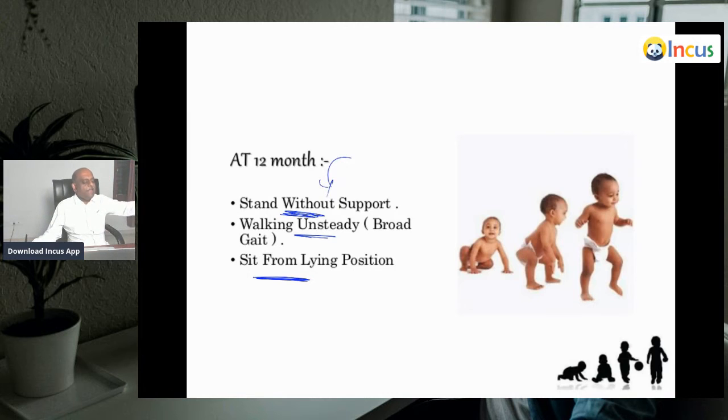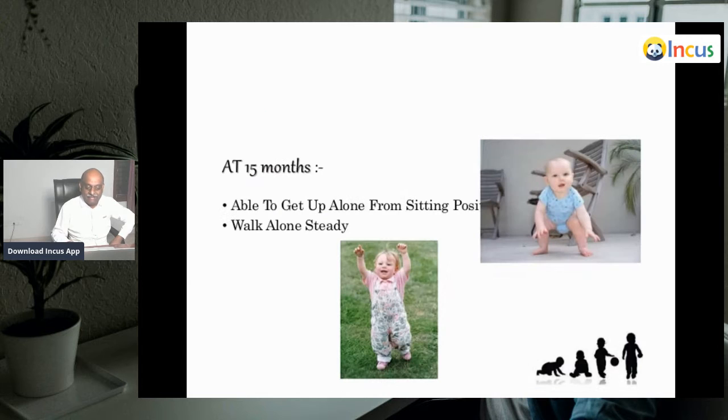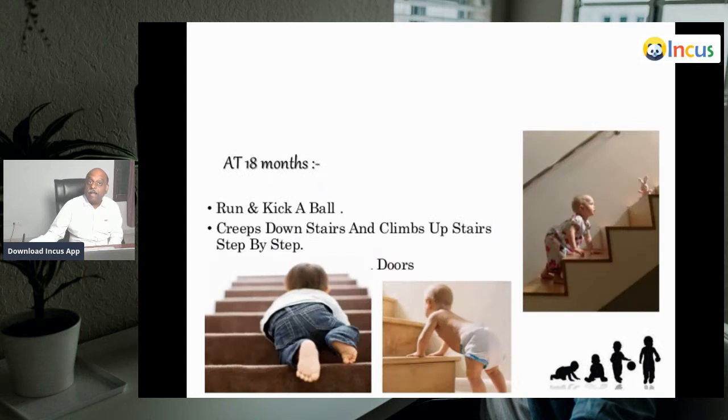When will one, two, three steps come? It has to come by the first birthday. At 15 months, he is able to get up alone from sitting position and walk alone steadily. At 18 months, he can run and kick a ball. He creeps downstairs and climbs upstairs step by step.